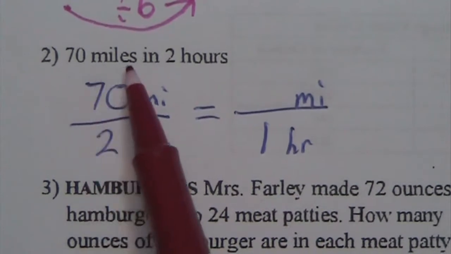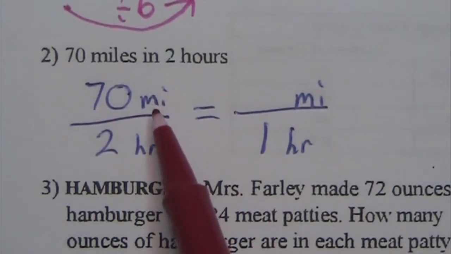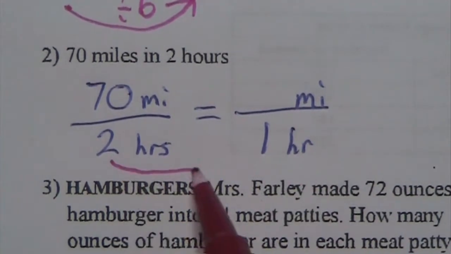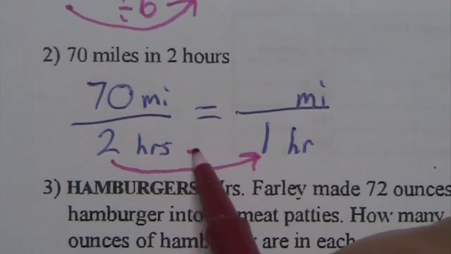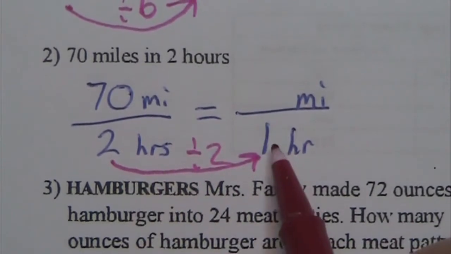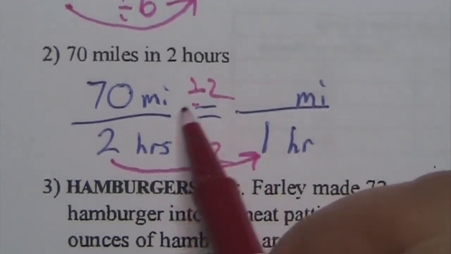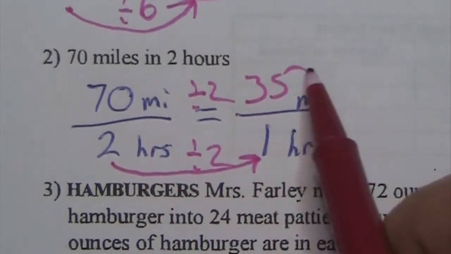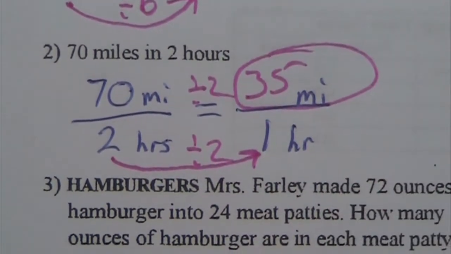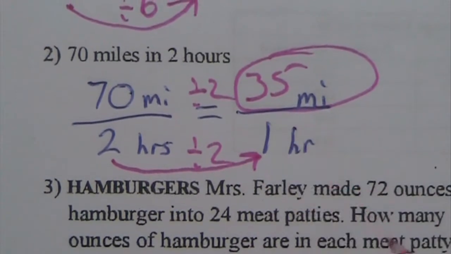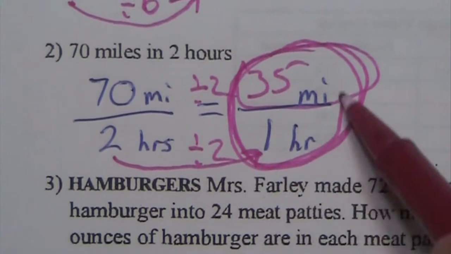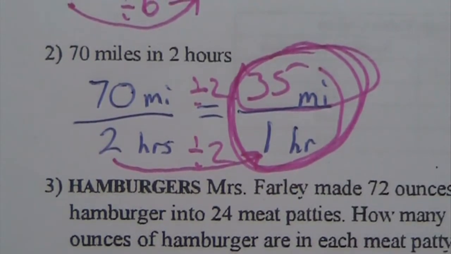On number 2, we have 70 miles in 2 hours. Miles, hours, miles, hours. Unit rate means 1 in the denominator. To go from 2 to 1, I have to divide by 2. 2 divided by 2, so I divide by 2. 70 divided by 2, or just half of it, is 35. 35 miles per 1 hour. That is the unit rate. 35 miles in 1 hour.